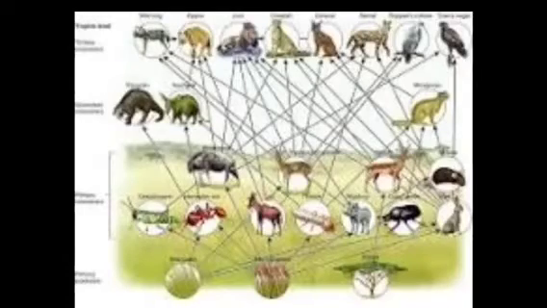We're also going to show you a picture of a food web, right? Yes. A food web is an interconnected group of several food chains. Interesting stuff.